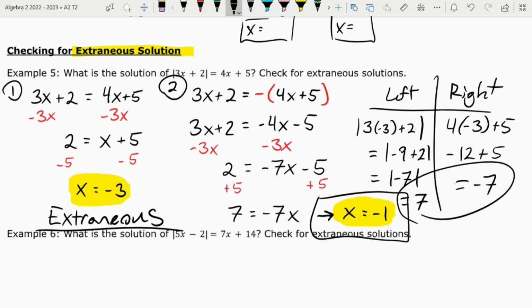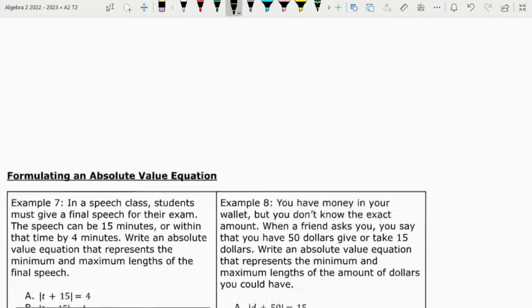I will spoil it here though and say that if you do check the left and right side when you plug in x equals -1, you will find that this solution does work and that the left side will equal the right side, but I'll leave that up to you. Example 6 is also up to you, so I will leave that for your own enjoyment.